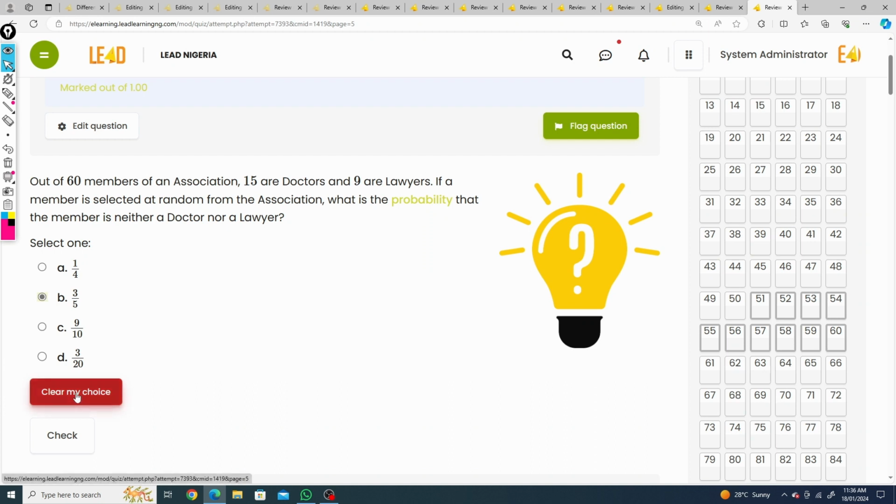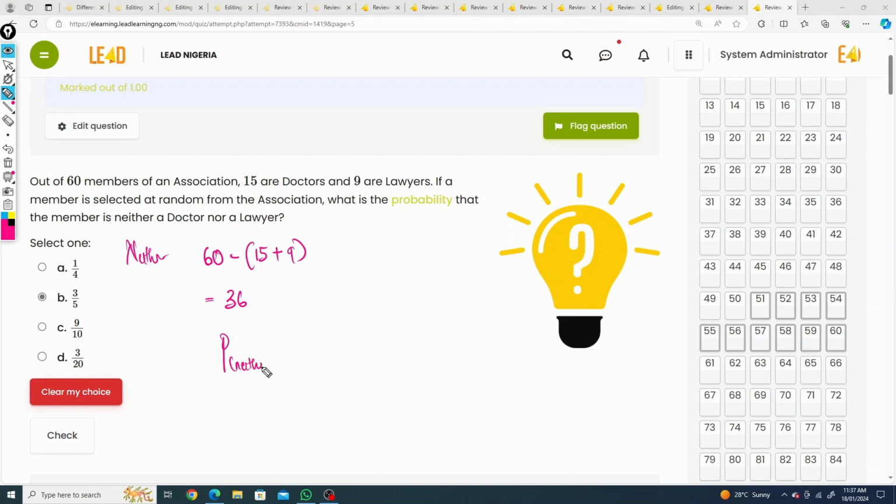All right. So there are multiple ways to have done it though, right? Because I could have just found the number of people that are not doctors or lawyers. That will be 60 minus 15 plus 9, right? So that will just be 36. Then you could say the probability of neither would just be 36 out of 60, which we can reduce to 3 out of 5. So either way is fine.